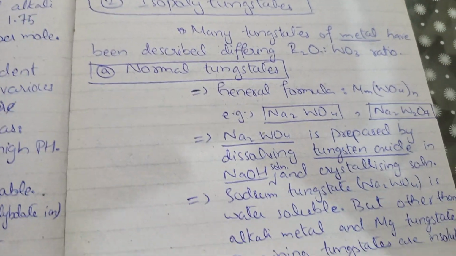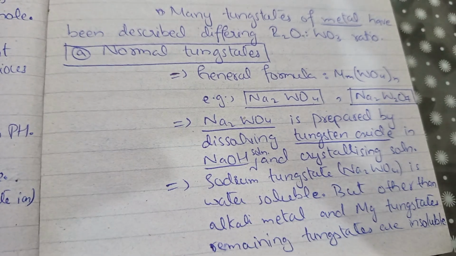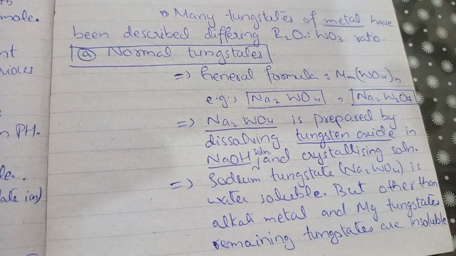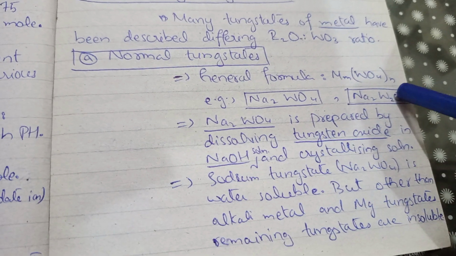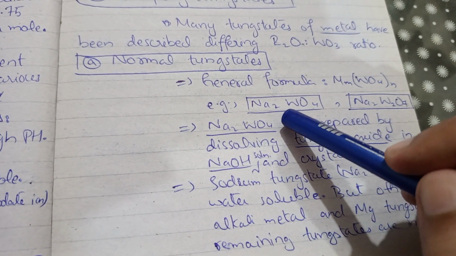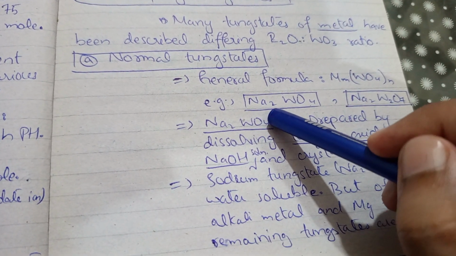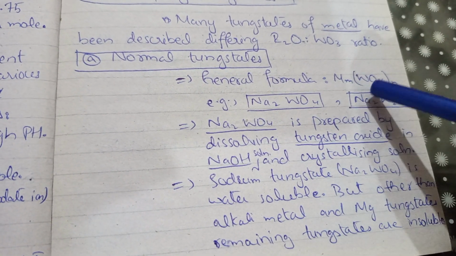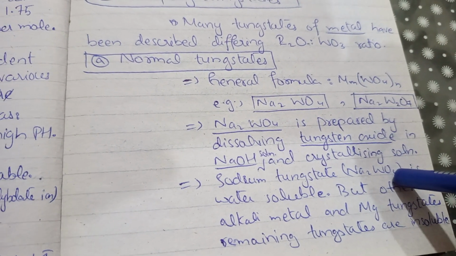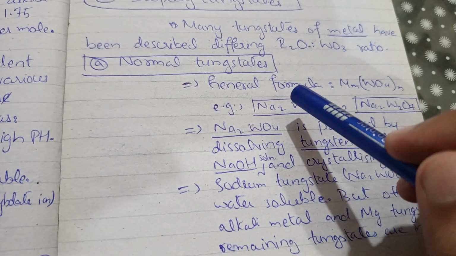So here we also have some types. These are normal tungstates. Their general formula is MmWO4 whole power n. For instance, we can see Na2WO4, Na2W2O7. So we have these examples of tungstates.